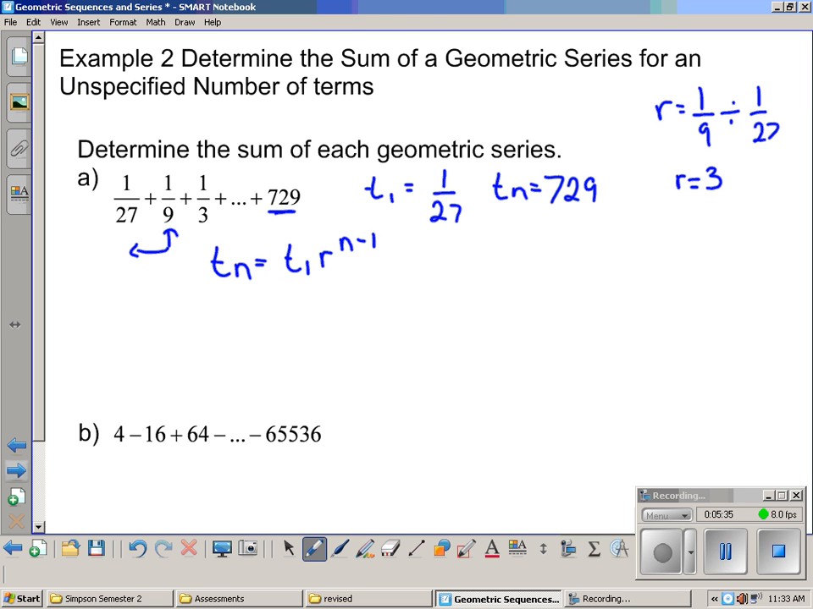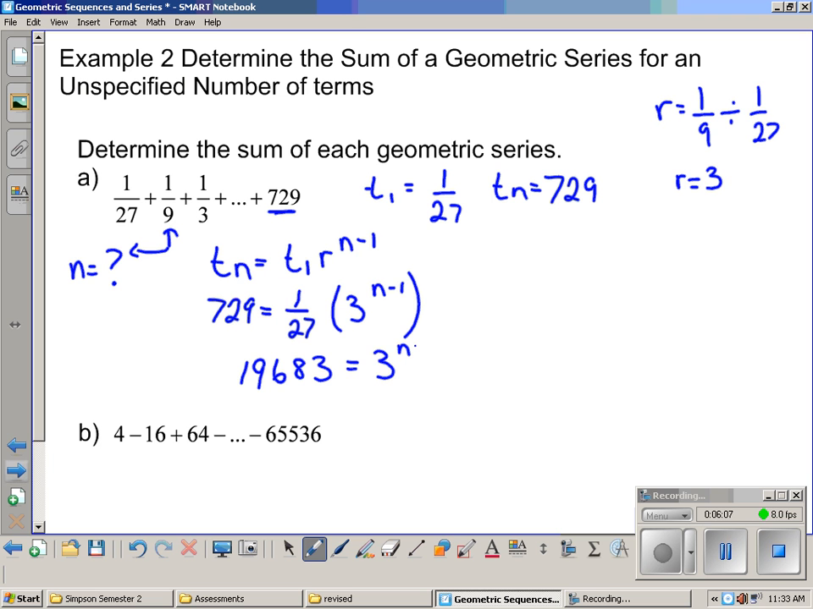I have to have my n value before I can find the sum. So Tn, we know, is 729. T1 is 1 over 27. R is 3 to the n minus 1. You can multiply both sides by 27 to get rid of the denominator, and I end up with 19,683 equals 3 to the n minus 1.